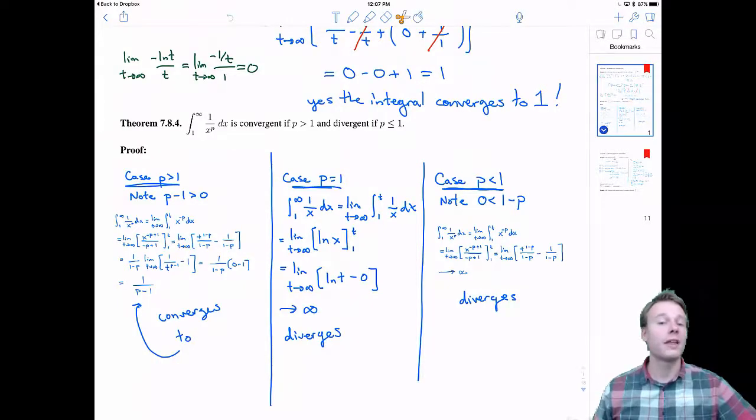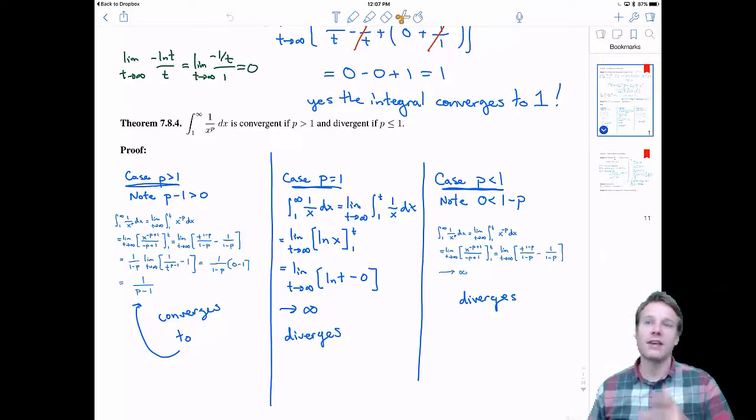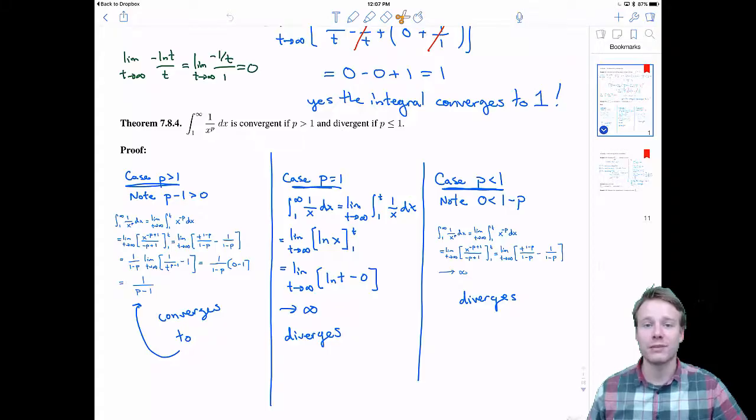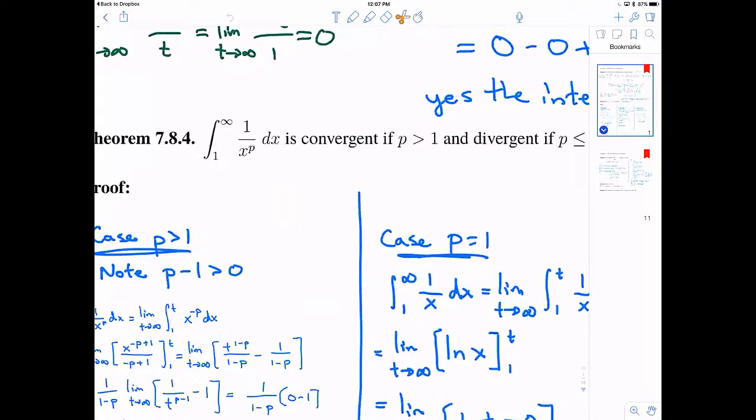Welcome back everyone to 11.3, the integral test. To start us off, I want to remind us of a theorem we had back in chapter 7. So let's get to it. This theorem, back when we were doing improper integrals, says the improper integral from 1 to infinity of 1 over x to the p dx is convergent if p is greater than 1 and otherwise it's divergent.